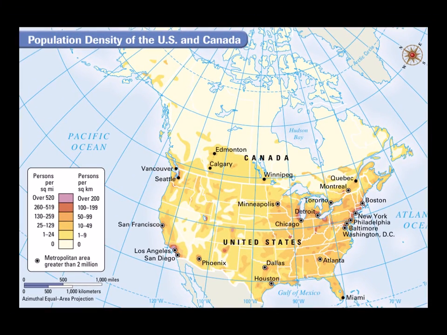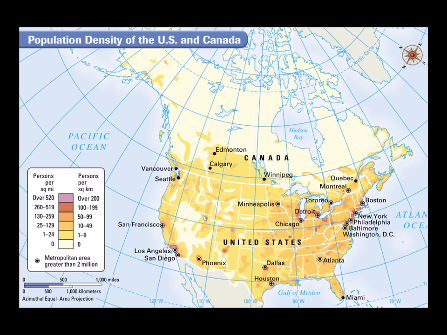Here's a population density map of the United States and Canada. You definitely want to be able to identify the areas where there's a high and low population density. So around cities on the northeast coast, New York, Philly, Baltimore, Washington, D.C., you find areas of high population density.